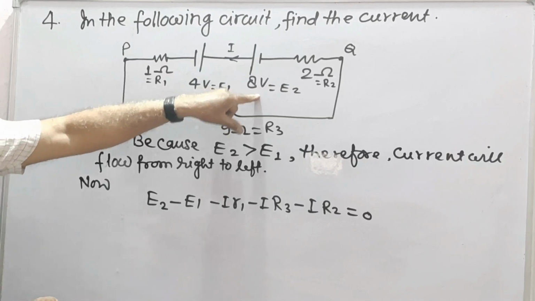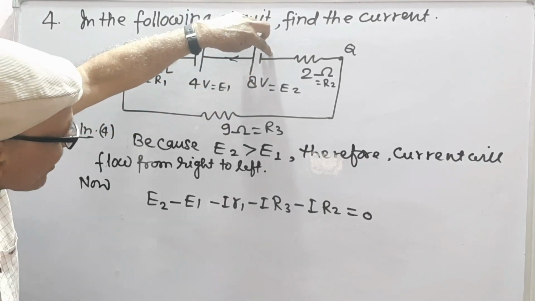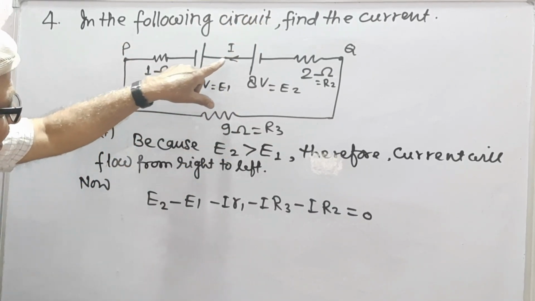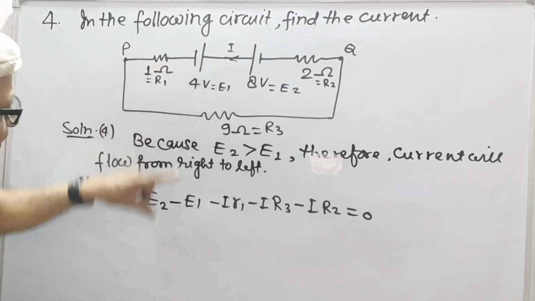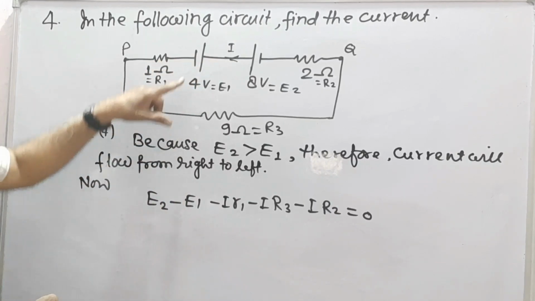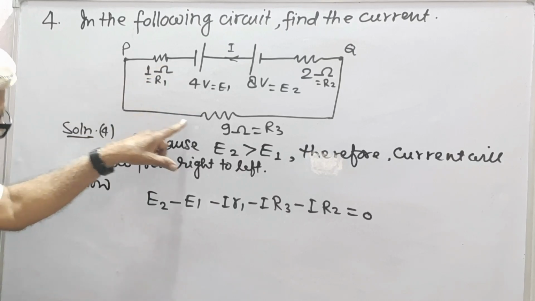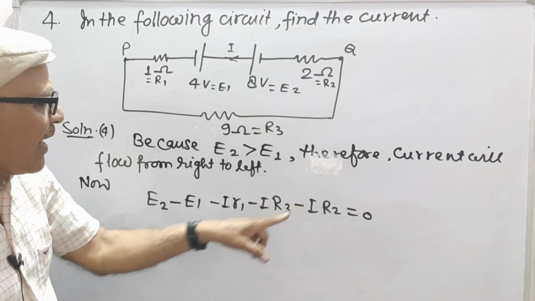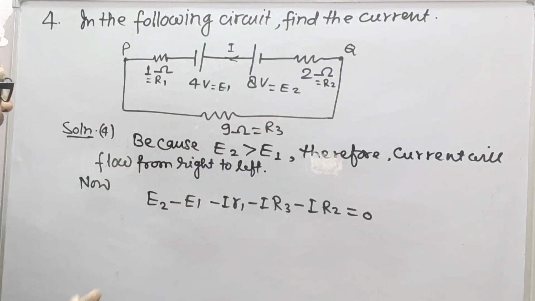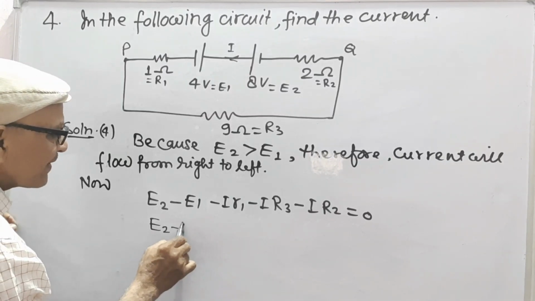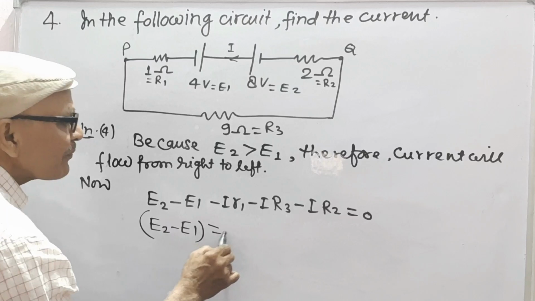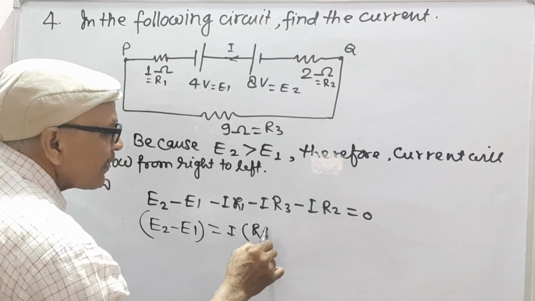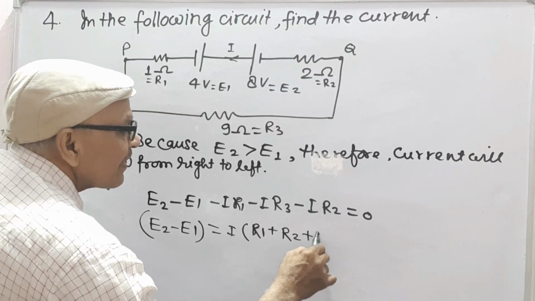Here in this cell current is flowing from negative to positive, therefore E2 has been taken positive. In this cell current is flowing from positive to negative, therefore E1 is taken negative. I into R1, I into R2, I into R3 have been taken negative. Therefore, E2 minus E1 will be equal to I into R1 plus R2 plus R3.